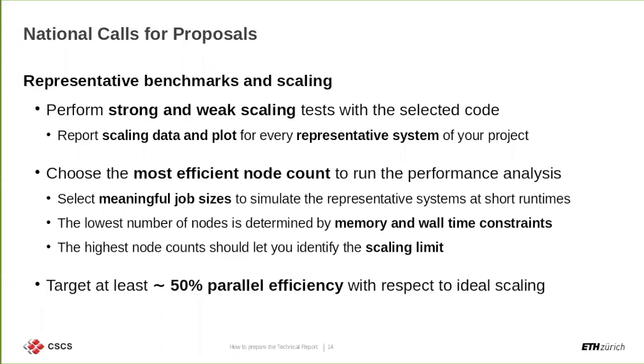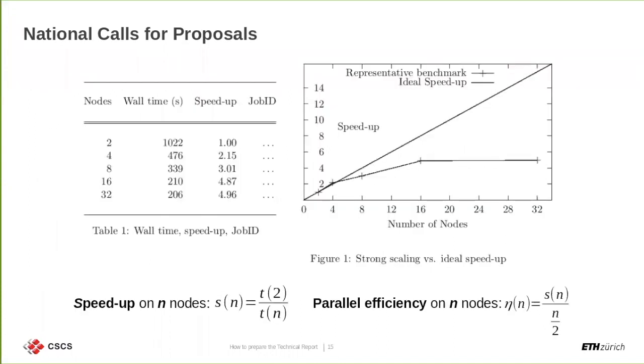So once you go below the 50% parallel efficiency, let's say, because we always ask to target at least 50% parallel efficiency in the choice of your optimal node count. Let's see how. This is an extract from the proposal template. You see on the left side a small table where we have put the number of nodes, the wall time in seconds, a column with the speed up, and a column with the job ID that is, for the time being, empty.